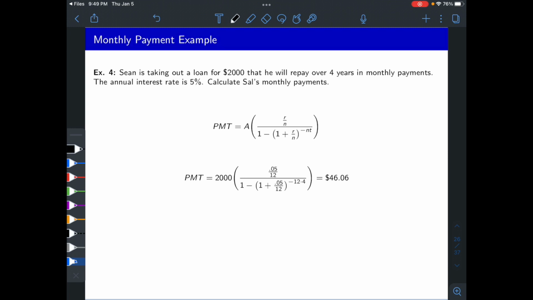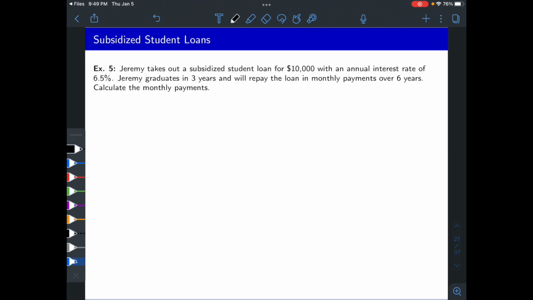Okay, let's do another example. This one's going to be with student loans. We really just have 2 more examples, and then we'll be done. So here, Jeremy is taking out a subsidized student loan for $10,000 with an annual interest rate of 6.5%. Let's say that Jeremy is going to graduate in 3 years, and he's going to repay the loan in monthly payments over 6 years. Let's calculate the monthly payments.